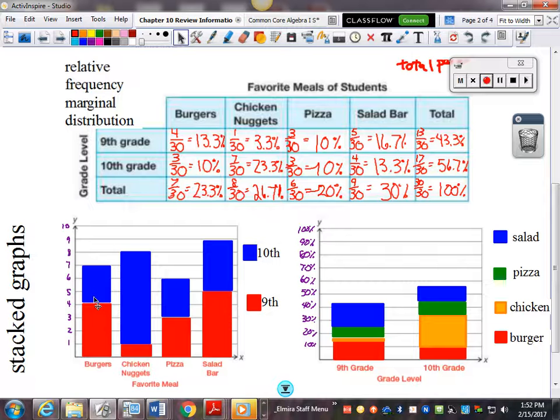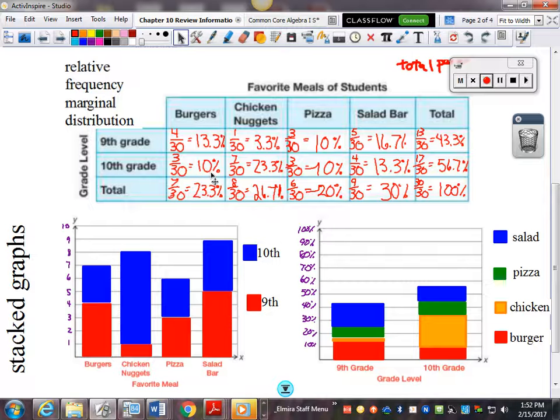So adding these totals up, 4 plus 3 is 7, to get the height of the bar is how you want to do this. And in class I demonstrated keeping a running total in the corner of your chart. This one over here I did by percentages, and also the x-axis has grade levels.